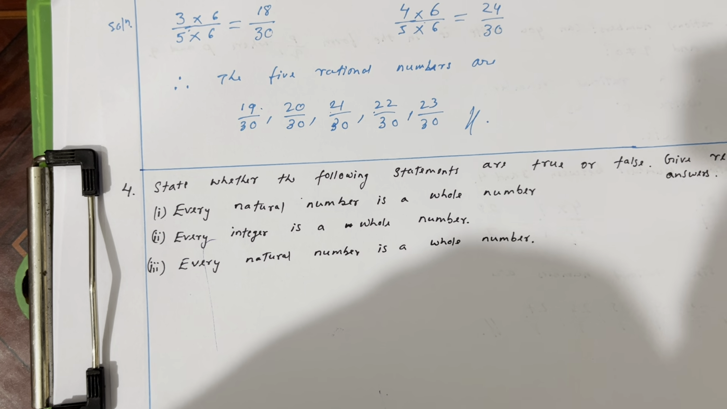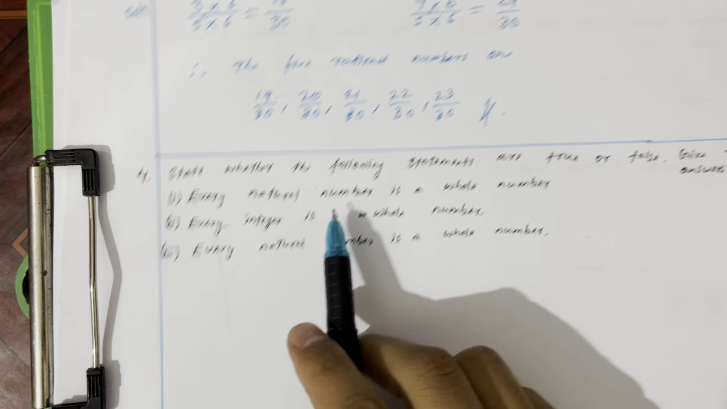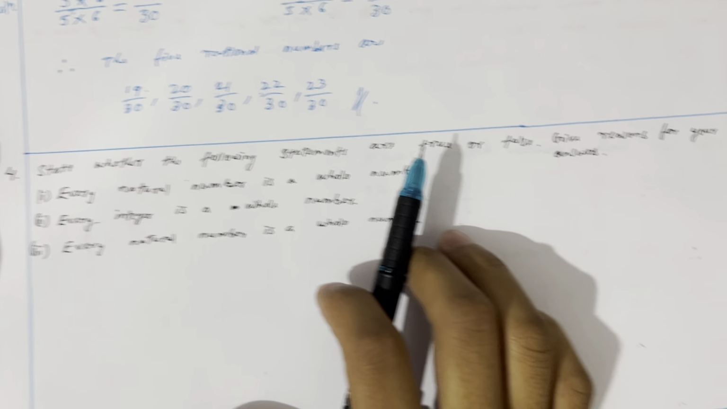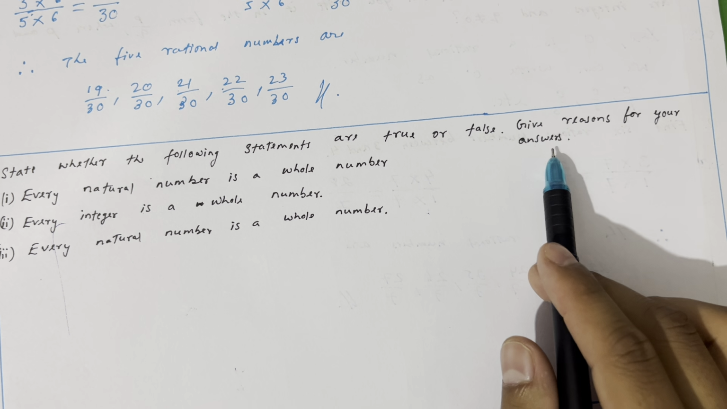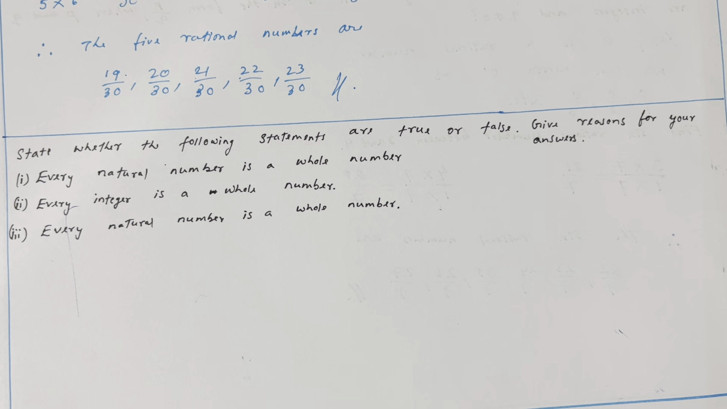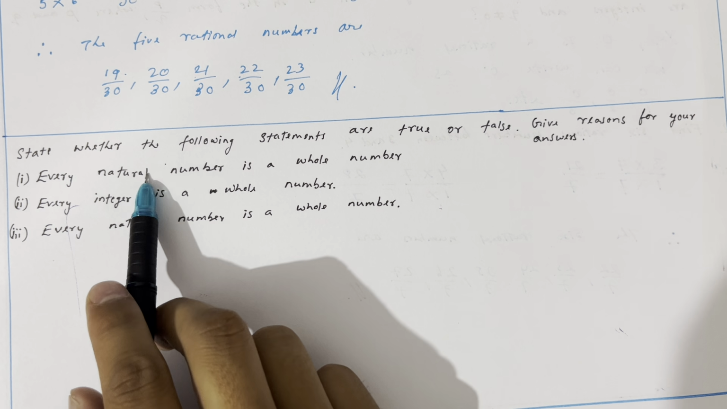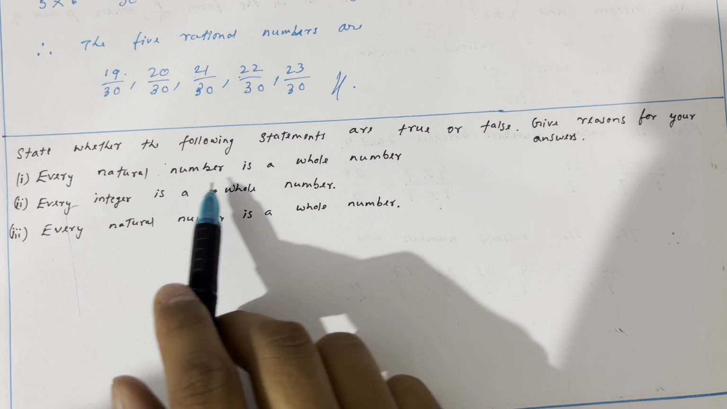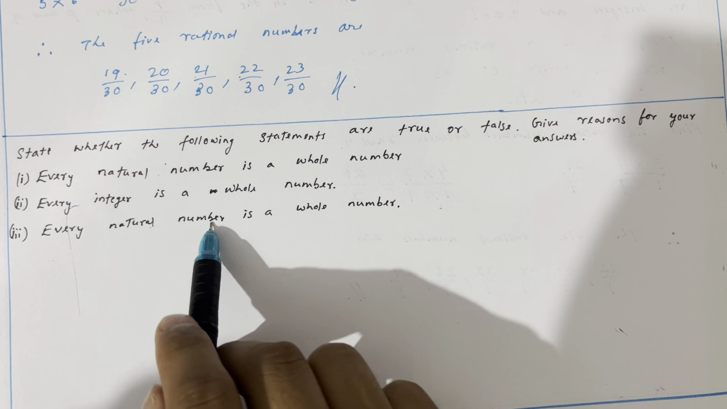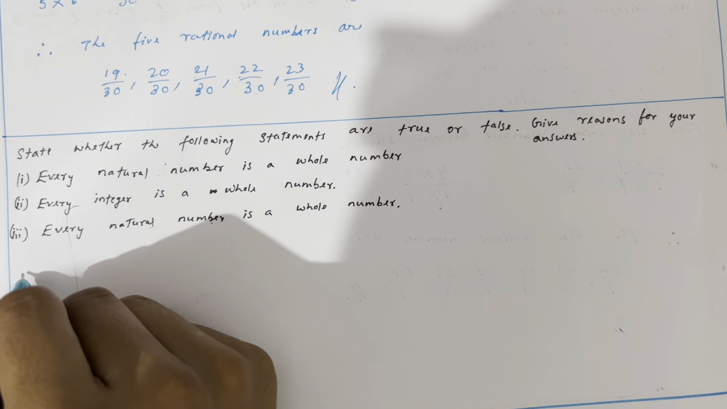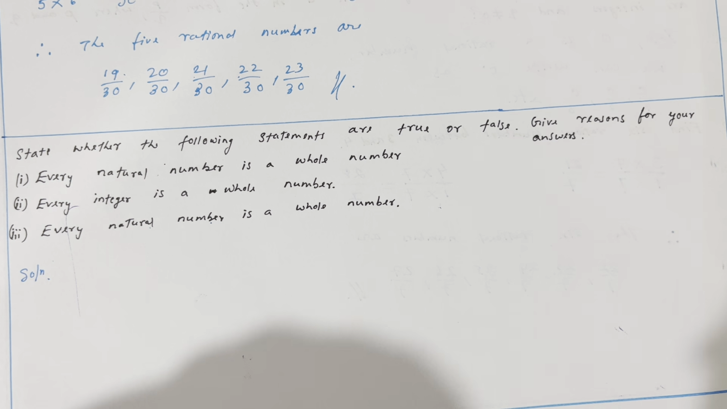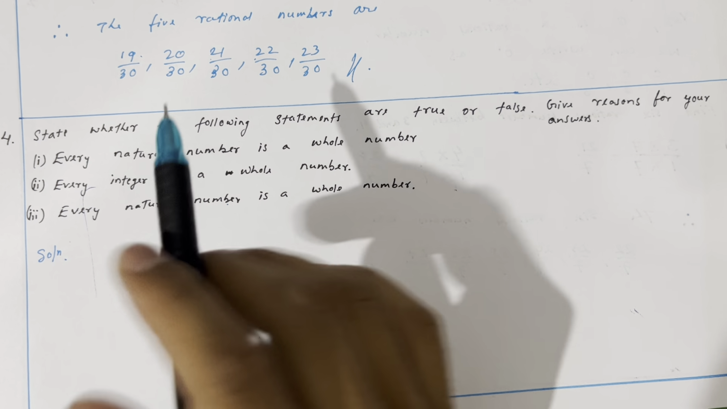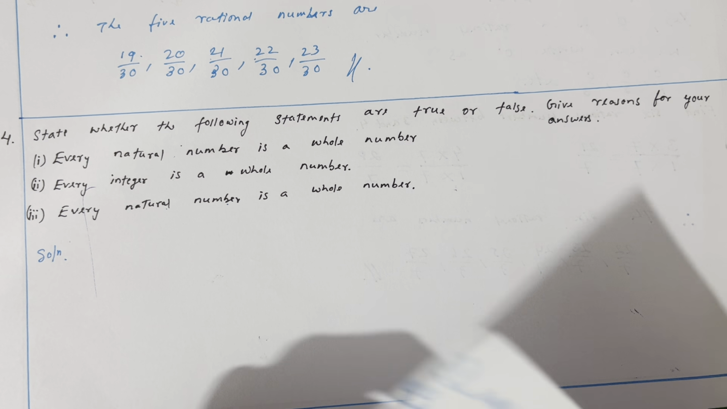So this is the last question we have. Now state whether the following statements are true or false. Give reason for your answer. So question number 1 is, every natural number is a whole number. Every integer is a whole number. Every rational number is a whole number. So you simply write here solution. Okay, clear? Now question number 1. You already know what a natural number is. I already explained from before.